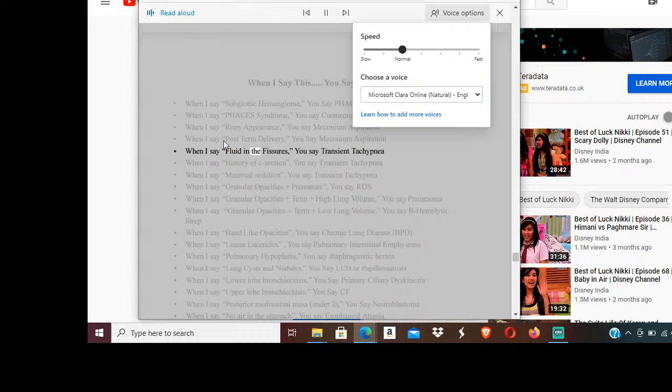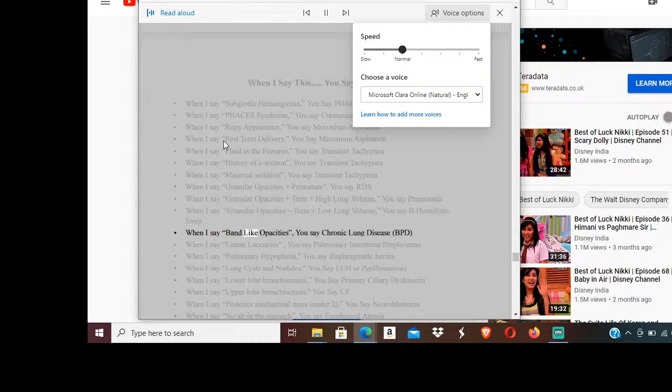When I say fluid in the fissures, you say transient tachypnea. When I say history of C-section, you say transient tachypnea. When I say maternal sedation, you say transient tachypnea. When I say granular opacities and premature, you say RDS. When I say granular opacities and term and high lung volume, you say pneumonia. When I say granular opacities and term and low lung volume, you say B hemolytic strep.